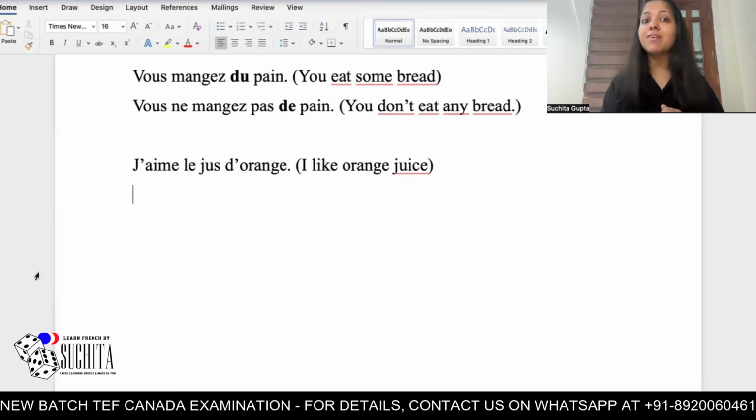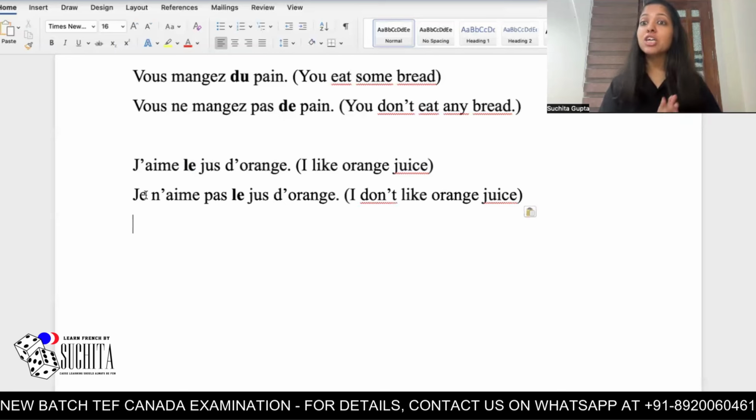After that, what you have is the definite article le. Now, I told you that your indefinite and partitive articles change into de in negative sentences. But the contracted articles and the definite articles remain the same. There won't be any change there. So, j'aime le jus d'orange, which has the definite article le. While making the sentence negative, this article will not change. So your final sentence will look like, je n'aime pas le jus d'orange. So le will remain le.